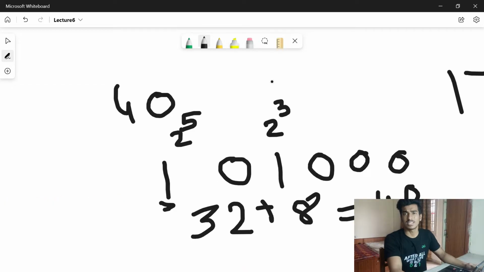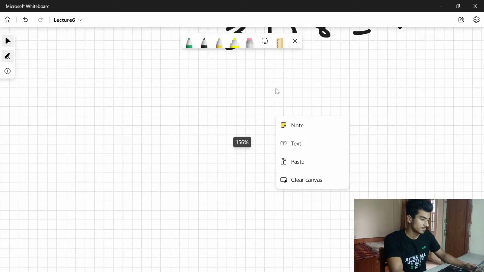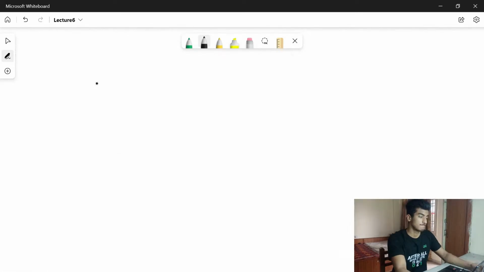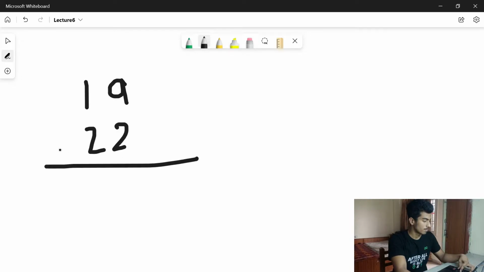And now let's discuss additions and subtractions in binary form. How addition works in decimal numbers. Suppose I have here 1 and 9, and here 2 and 2. So 9 plus 2 is 11. So there is 1, and the carry is also 1. And 2 plus 1 plus 1, that is 4. So the result is 41.